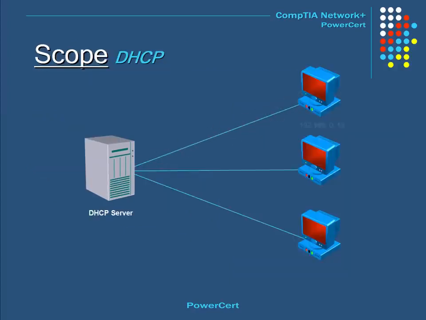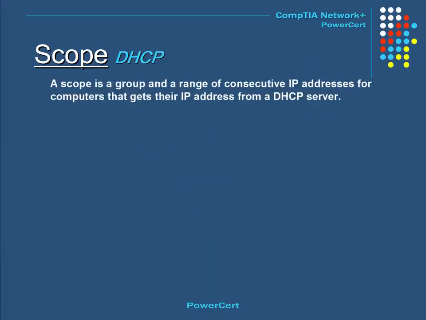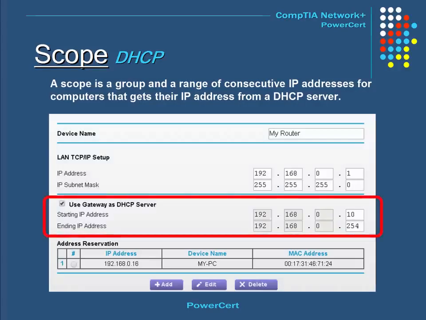A DHCP server assigns IP addresses to computers on a subnet from its scope. Now, a scope is a group and a range of consecutive IP addresses for computers that automatically get their IP address from a DHCP server. So for example, here we see a scope of IP addresses from a DHCP service that's built into a Netgear router. The range starts with this IP address and ends with this IP address. These values can be customized to either increase or decrease the range.